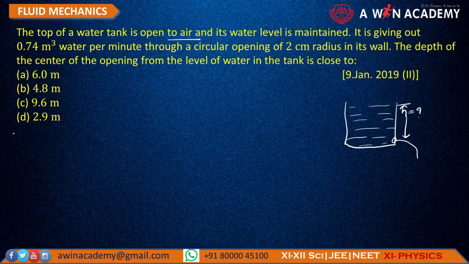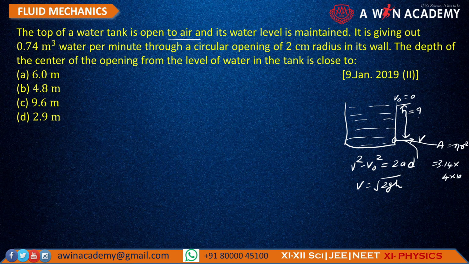चलिए, तो फर्स्ट हम इसमें भी अगर लॉजिक दौड़ाए तो यहाँ वेलोसिटी 0 है लिक्विड की. जब यहाँ से लिक्विड बाहर आ रहा है तो वेलोसिटी v है. तो हियर वी कैन ऑल्सो यूज v squared minus v naught squared is equal to 2ad, and v becomes under root 2gh. And same here, the area of the circular opening, it is pi r squared, यानी 3.14 into 4 into 10 raised to minus 4 meter squared. The area of this hole is given.